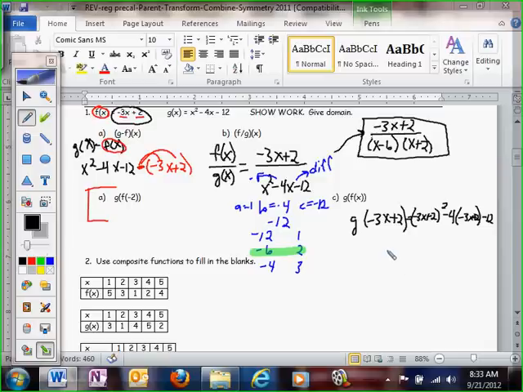Now this one, there's going to be quite a bit of stuff going on. First of all, you should know right here, this means I'm going to have to box or use the FOIL method for this, because this negative 3x plus 2, all of it being squared, is really this.